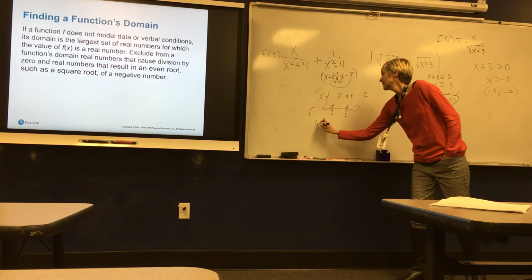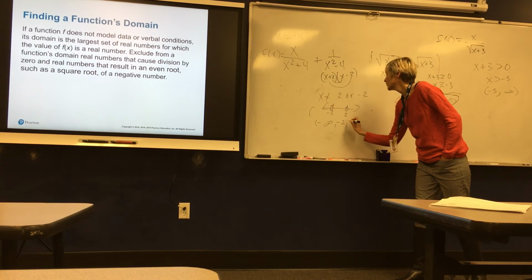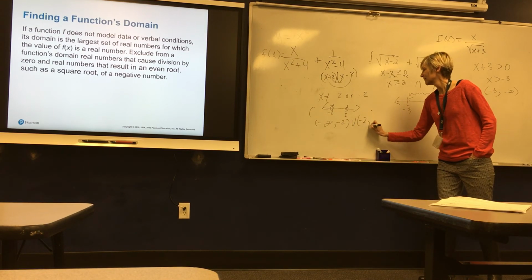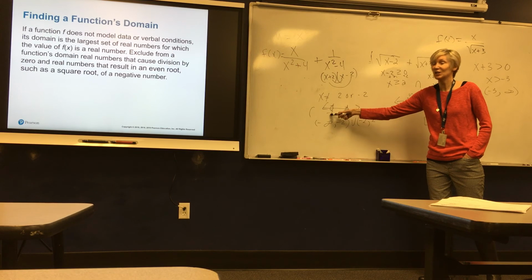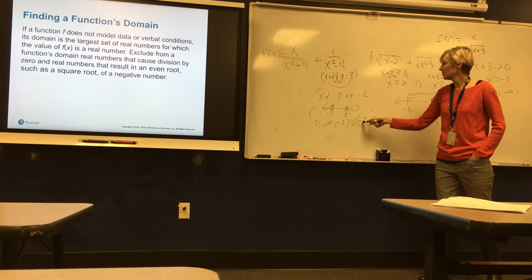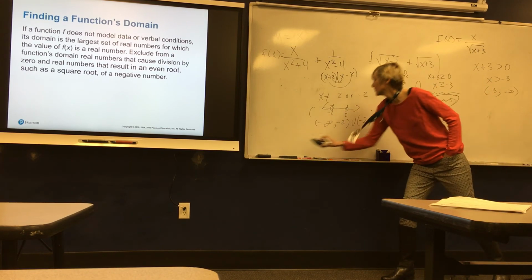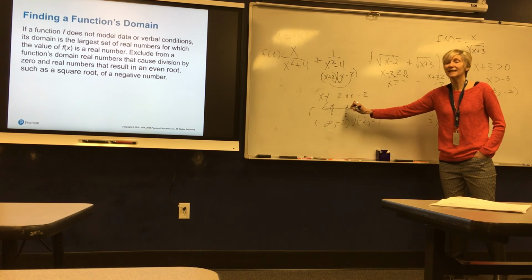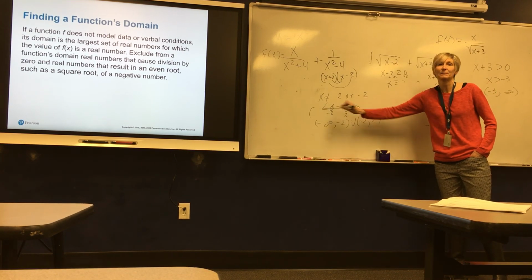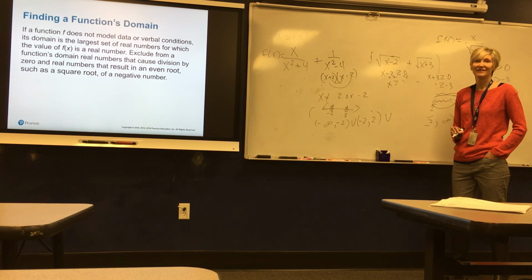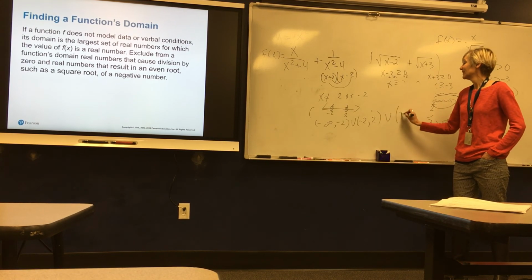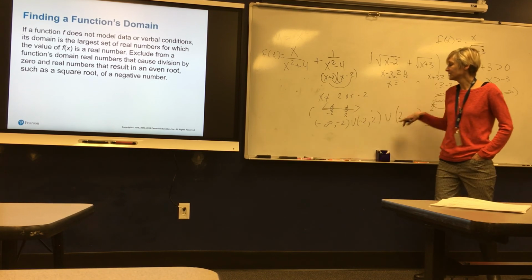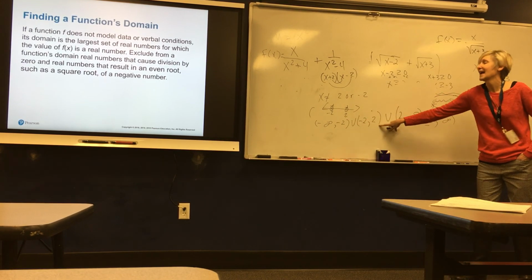Negative infinity to negative 2 with parentheses. Union with 2 to, no, because you've got a hole right there. So then union with negative 2 to 2, and then you've got to jump, basically you're jumping up right here on that spot. So union from 2 to infinity. What that does right there is it says all real numbers except for negative 2 and 2.